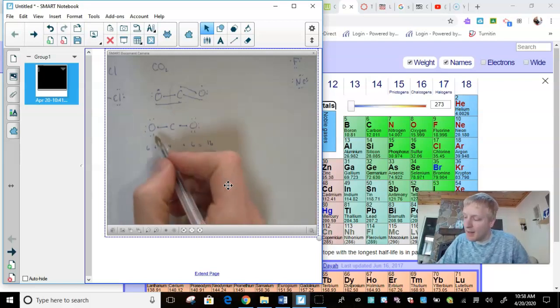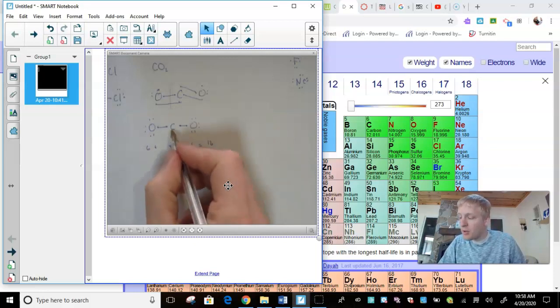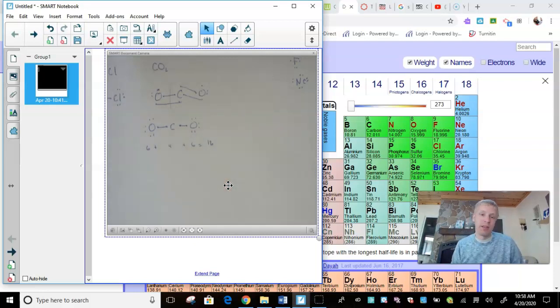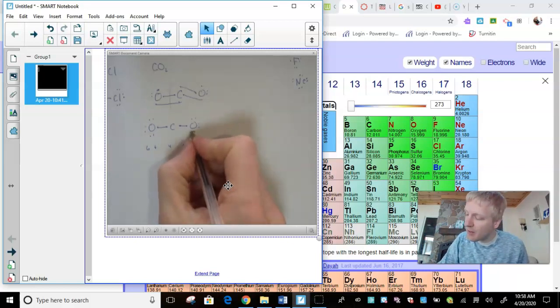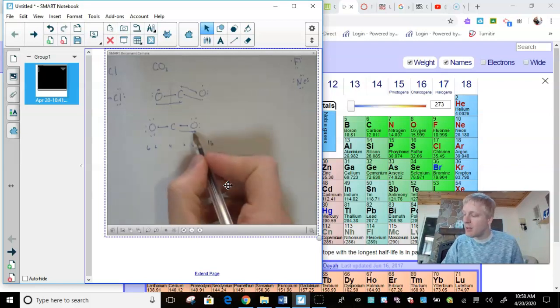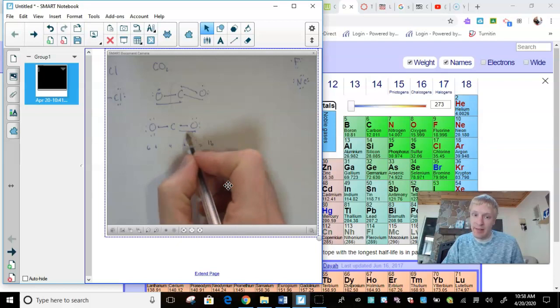All right. And I got 2, 4, 6, 8. So this is happy. But carbon only has 4. It is short 4 electrons. So what I can do is take 2 from this oxygen and share it. And so now I got 6. This oxygen still has 8, because I didn't lose any, I'm just sharing them now.